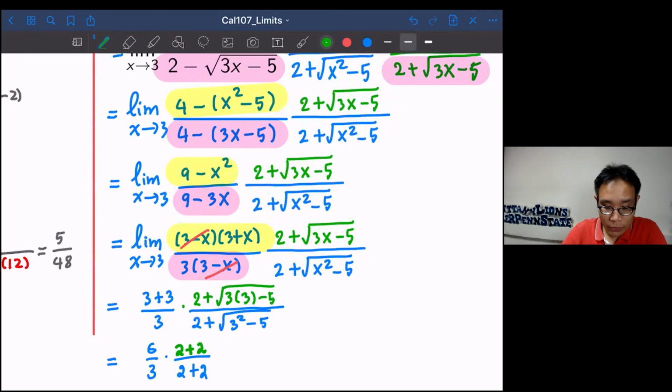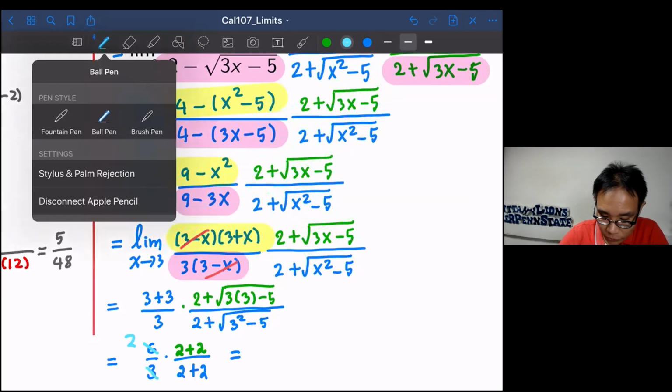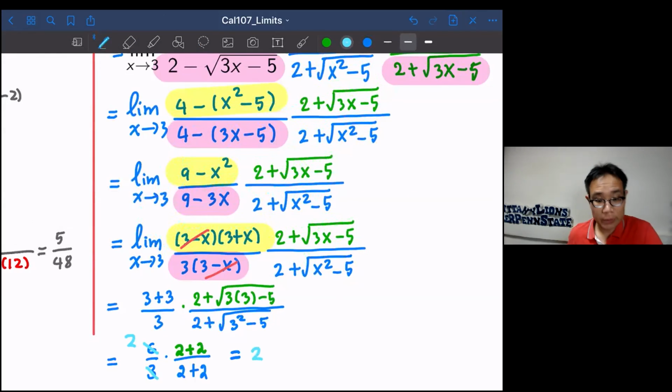So the final answer in this case turned out to be equal to 6 over 3 times 4 over 4, and you see that it's going to cancel, right? So it's going to cancel. Here it's going to give us 2. So it's going to be 2 for your final answer.